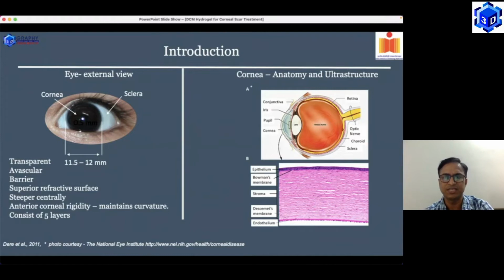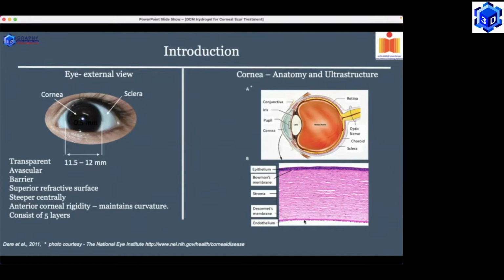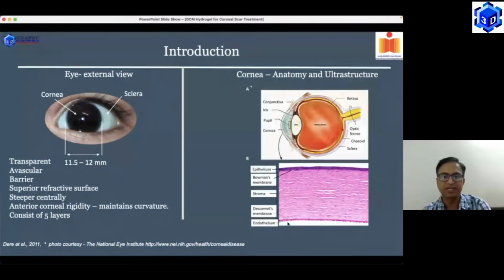This here is the part of the cornea, and in its ultrastructure it can be divided into different layers. The topmost layer is the epithelium, where the epithelial cells are present, and then the major part of the cornea consists of stroma. Almost 80 to 90% of the cornea consists of stroma, and there the resident cells are keratocytes. The innermost is the endothelium, where the endothelial cells are present, and they maintain the osmotic balance between the inner cornea and the inner structure.